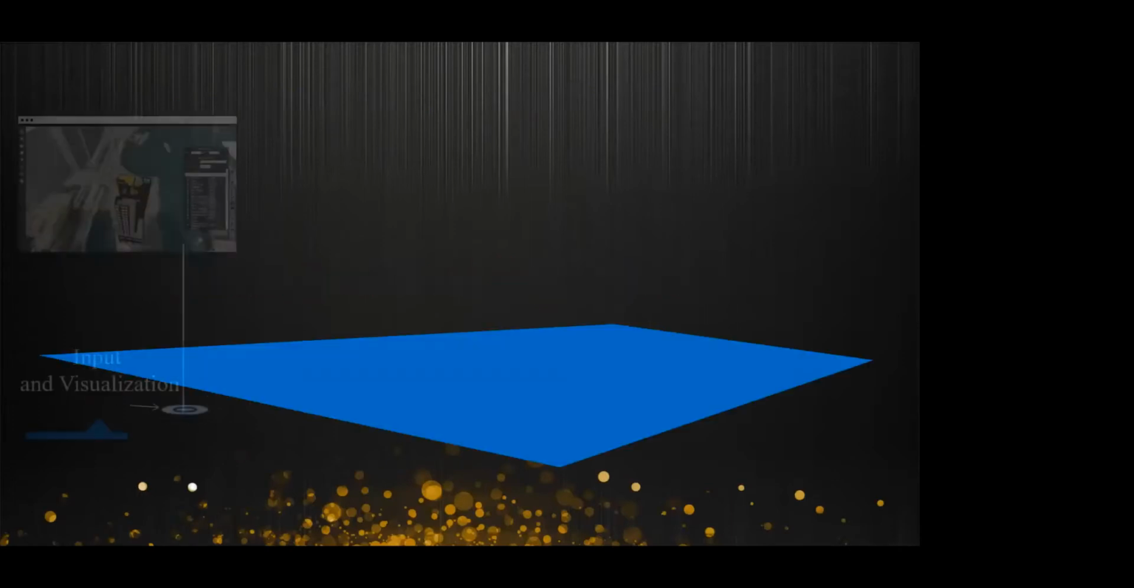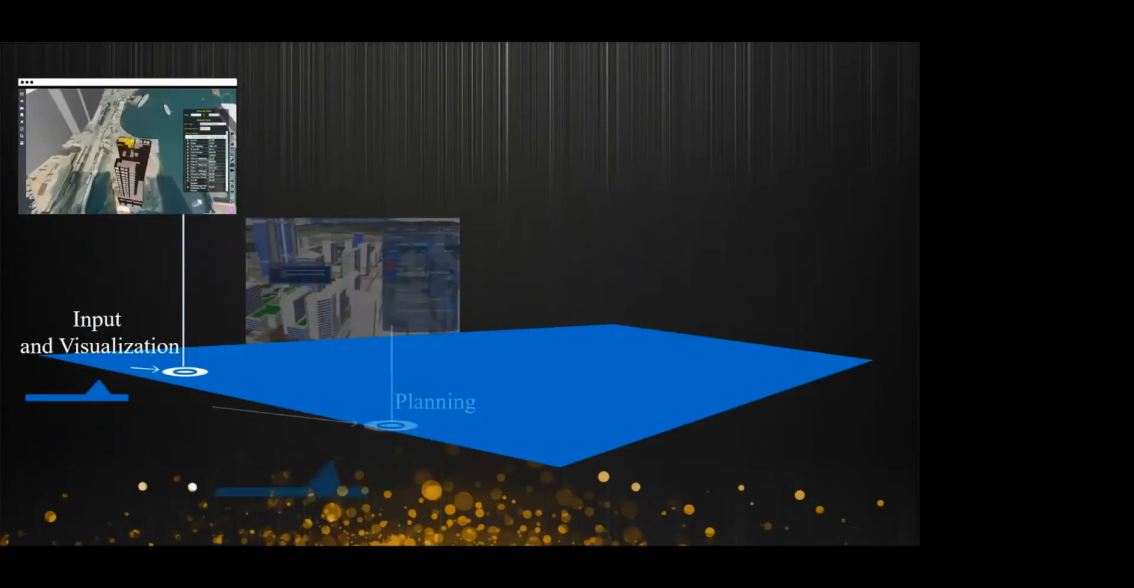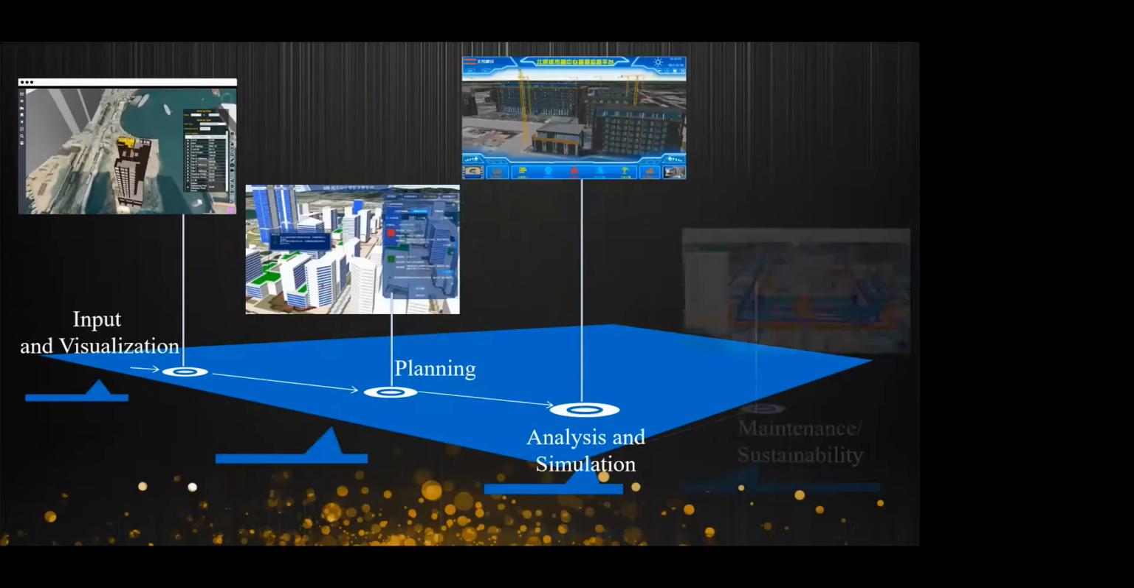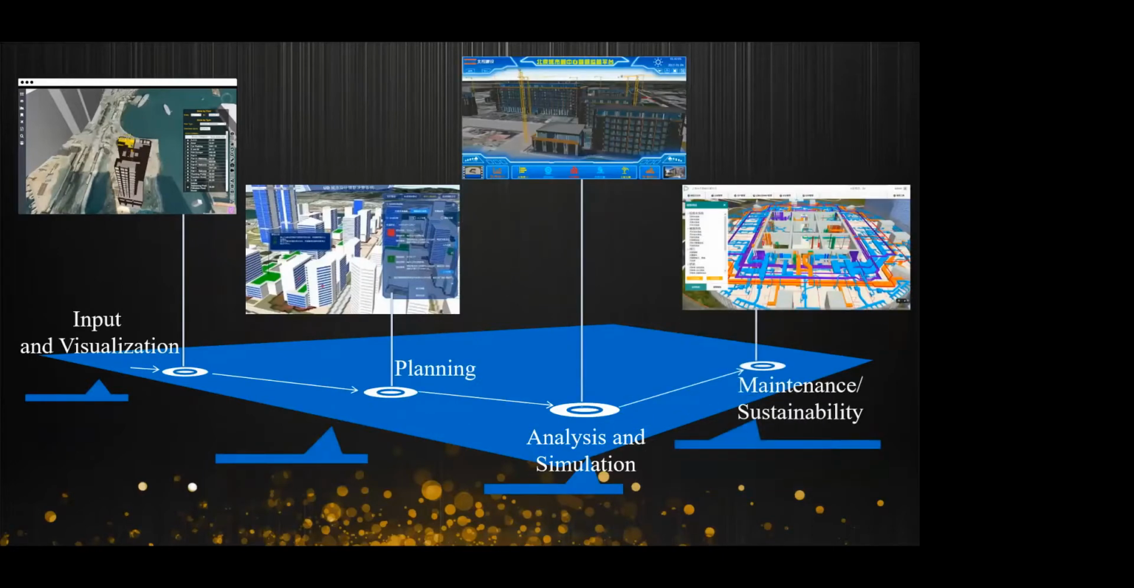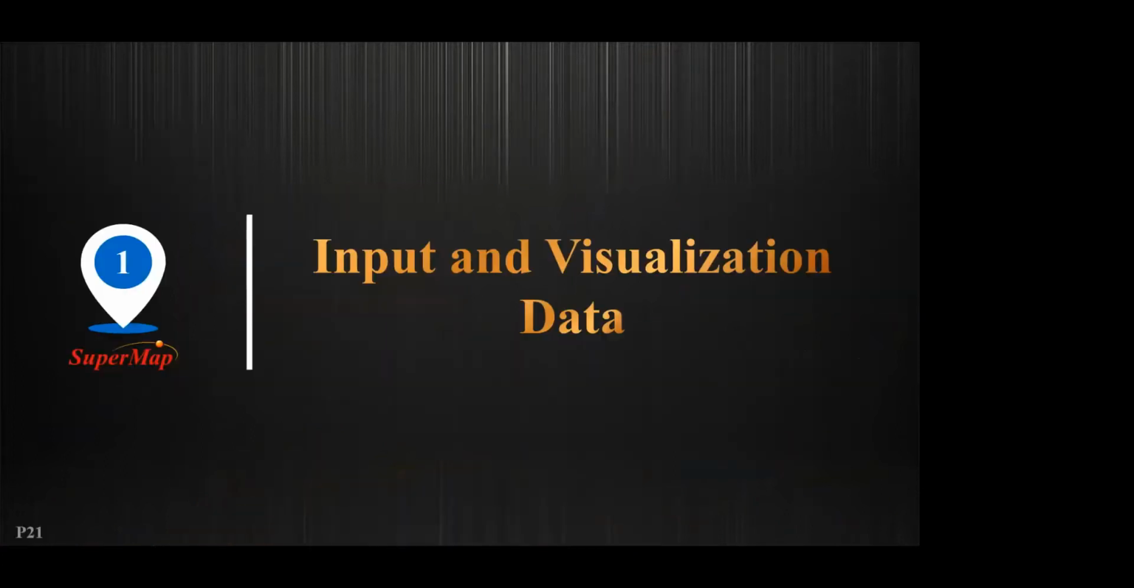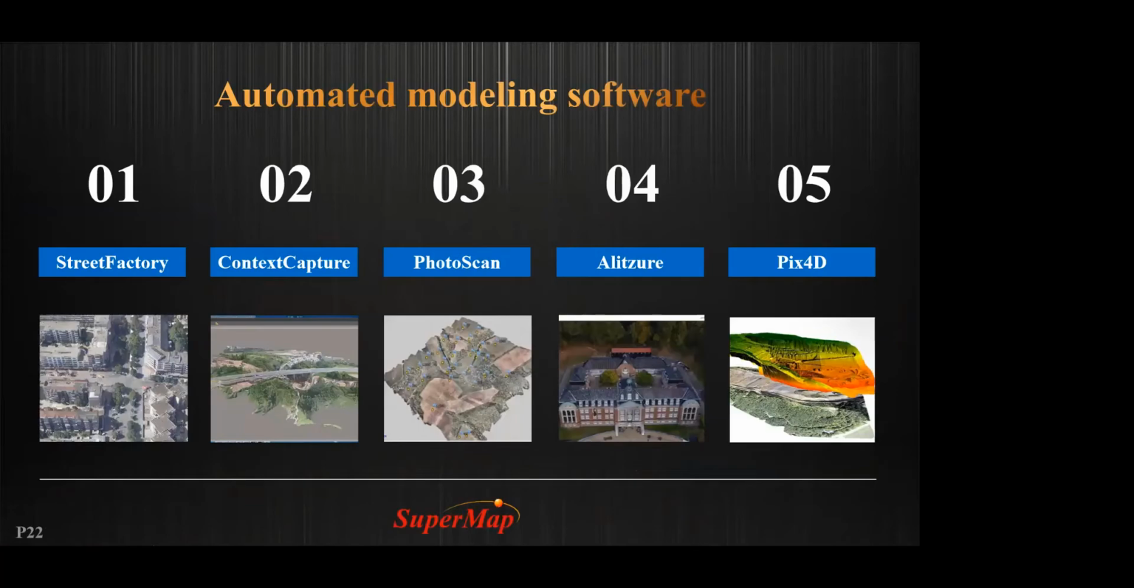So about the management application, here I also want to divide them into 4 steps. The first one is input and visualization. Then we will talk about planning, and then analysis and simulation. And the last one is maintenance and sustainability. So in the management part, the first one is input and visualization of data.